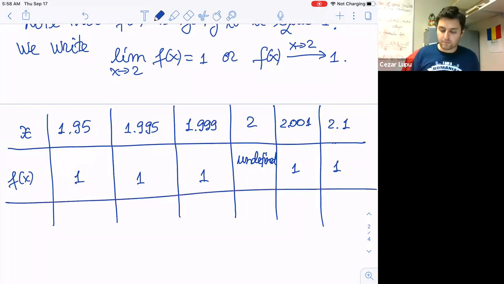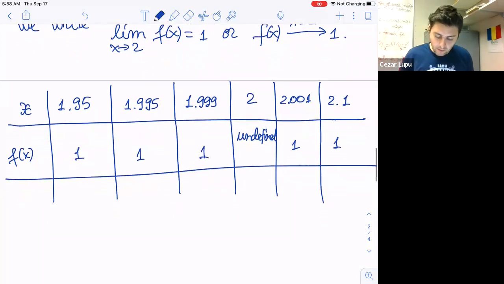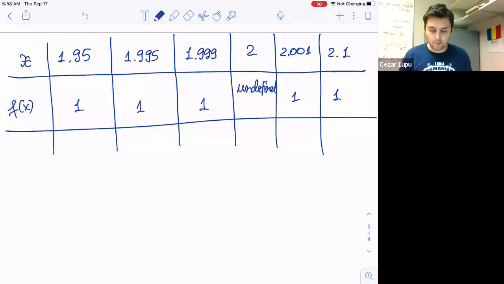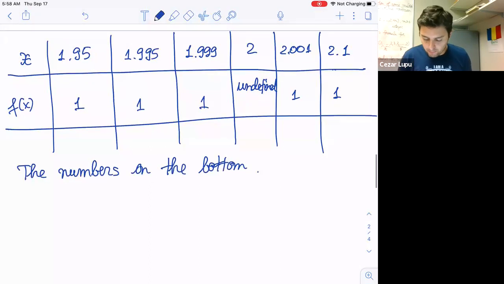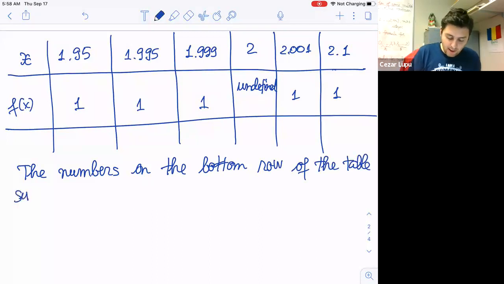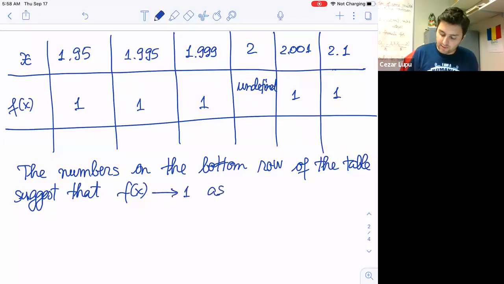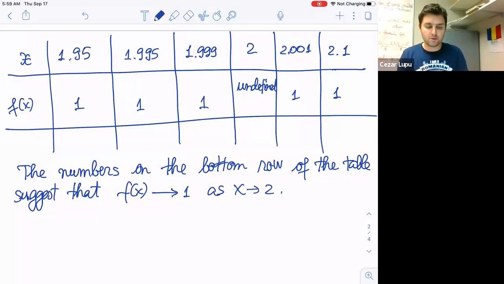All right, so if you look at this, right, the numbers on the bottom row of the above table suggest that f of x approaches 1 as x approaches 2. Well, it's quite clear, right? This is what it suggests. Okay, I think you got some idea from this first example, which basically is f of x equals 1. Now let's see another example.